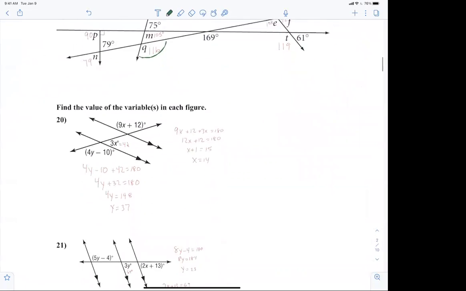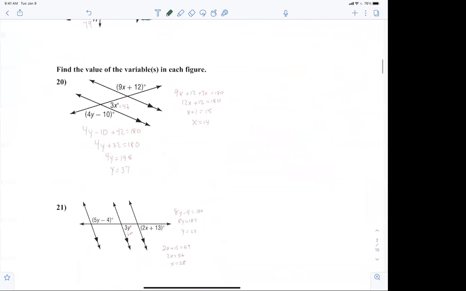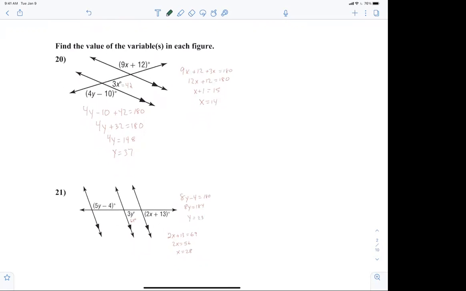All right, now honestly, I feel like the next figures are kind of easy. If you remember the rule I told you, if they're acute, they're equal; acute and obtuse, they add up to 180. So I'm looking at 20 and 21. I don't know that we need to do that much work.